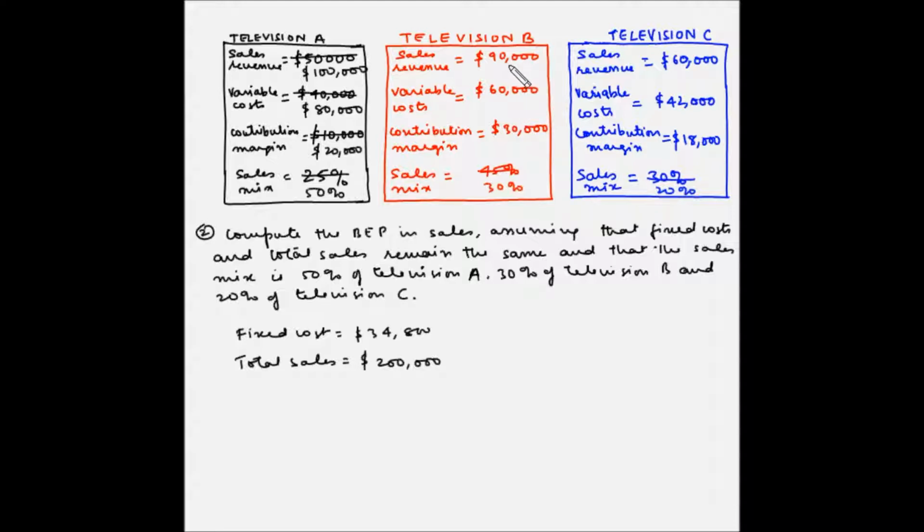For television B, the sales mix is now 30%. So the sales revenue is 30% of $200,000. 30% of $200,000 is $60,000.